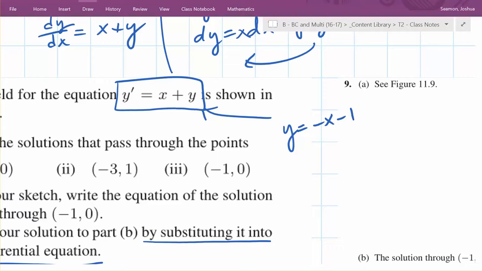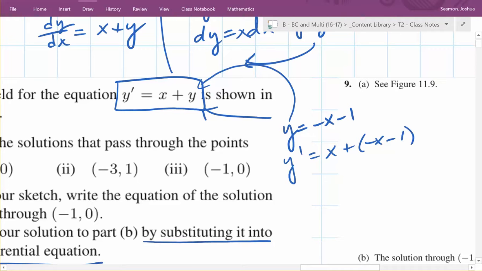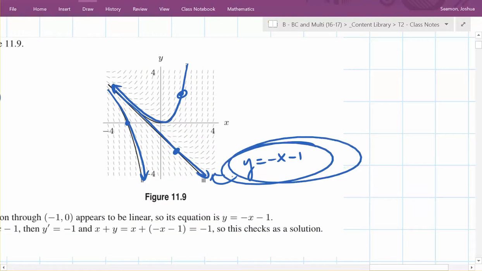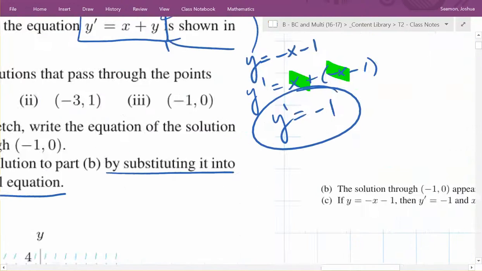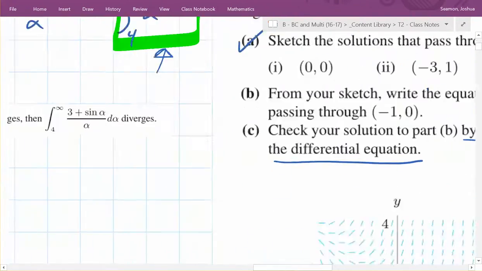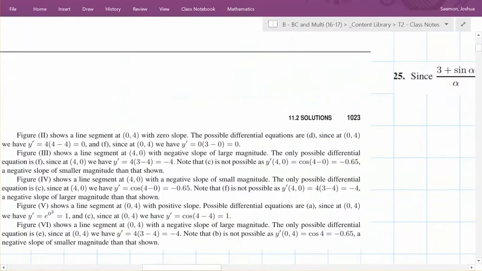Not everything though, right? If we plug that in for y, what happens? Y prime is equal to x plus what? Negative x minus 1. What cancels? And what do you end up with? Y prime is equal to negative 1 the entire time? Yeah, what's the slope of that line? So it checks. You can't integrate this nicely. There's no nice integration for this. Okay, so let's play around a little more.